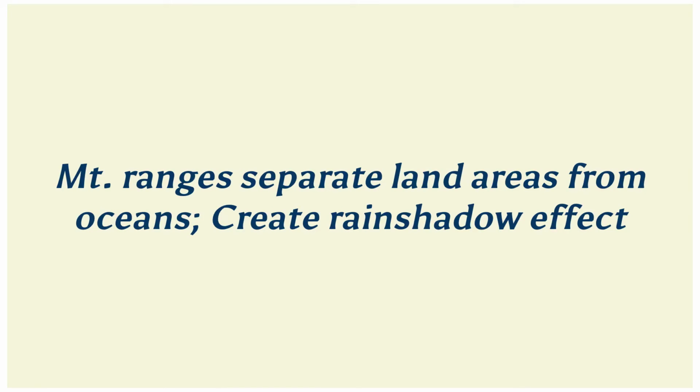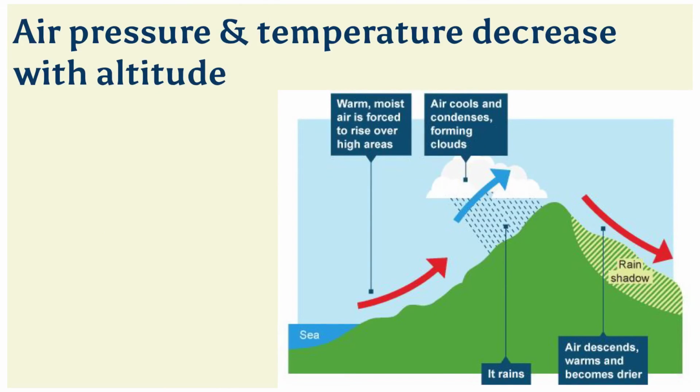Mountain ranges also have an effect on weather and climate. Mountain ranges separate land areas from the ocean, and they also create what is called a rain shadow effect. Air pressure and temperature decrease with altitude. So I'll go into a little more detail about how mountains impact climate. The air pressure and air temperature decrease with altitude. That is the height above sea level.